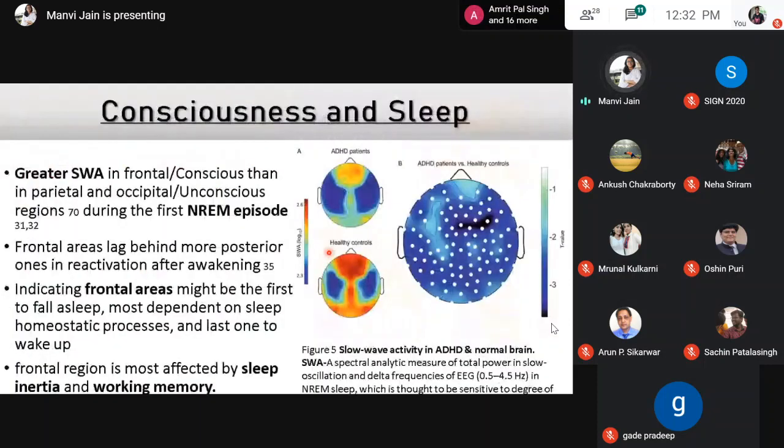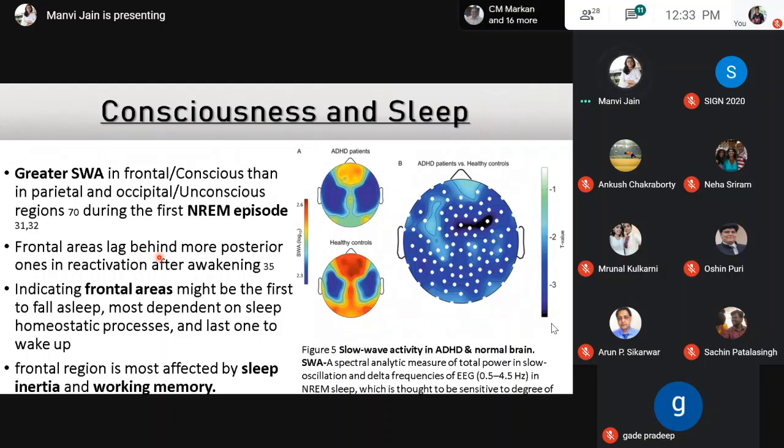So yes, we also say that it is a conscious process, but how do we actually prove this? We say that the frontal region is the main region involved in the process of dreaming. And how do we actually prove it? That frontal areas lag behind more posterior ones in reactivation after awakening.